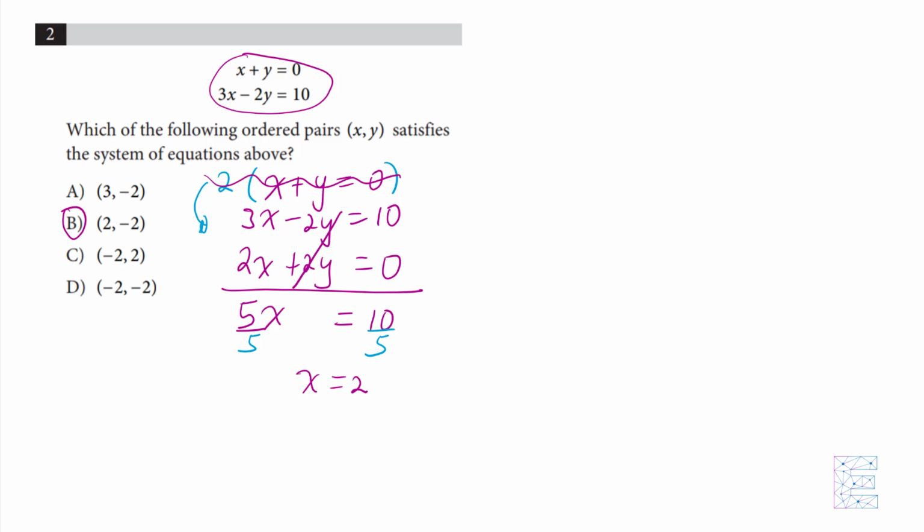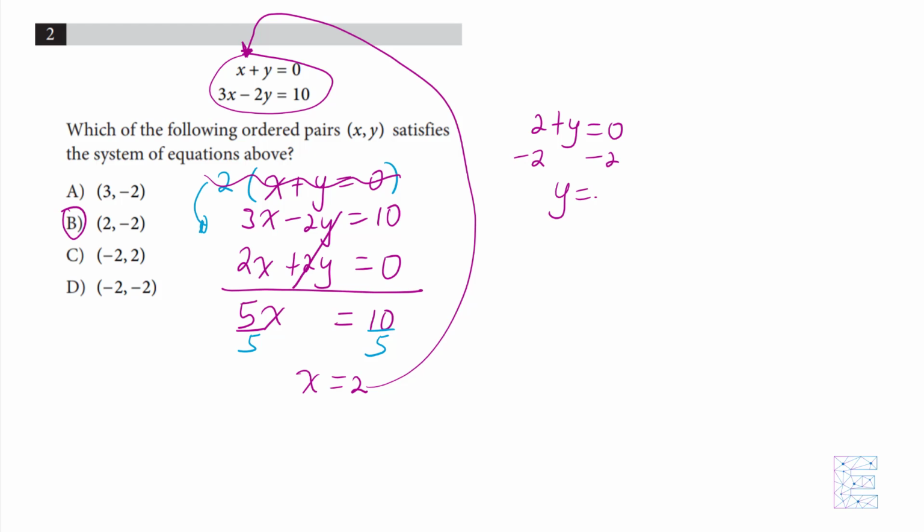But in case you wanted to figure out what the y value is, you literally just take this 2 and plug it back into one of the equations. So like that one. So you'd be negative 2 plus y. I'm sorry, I meant 2 plus y equals 0. So to solve for y, you would subtract 2 from both sides, and y would be negative 2, so the answer would be 2 comma negative 2.